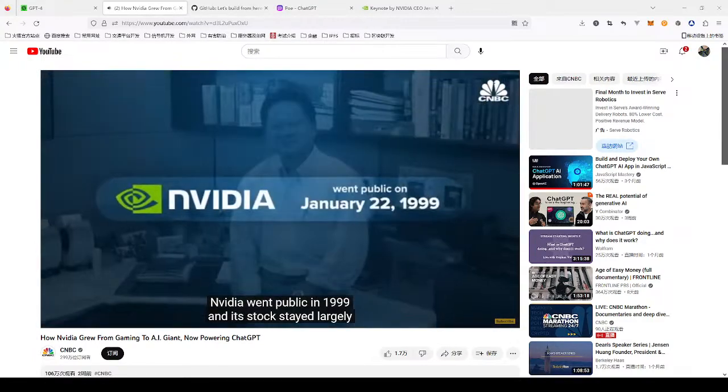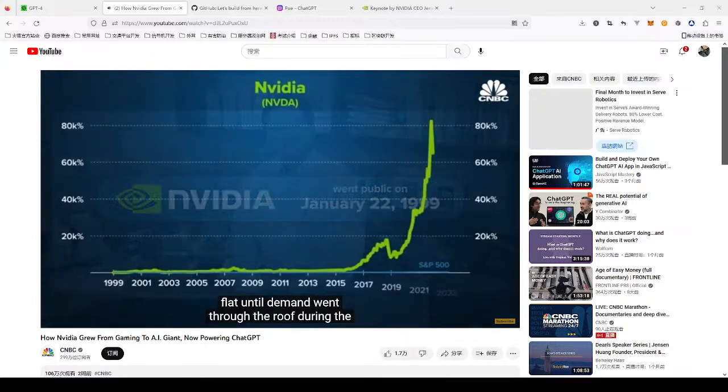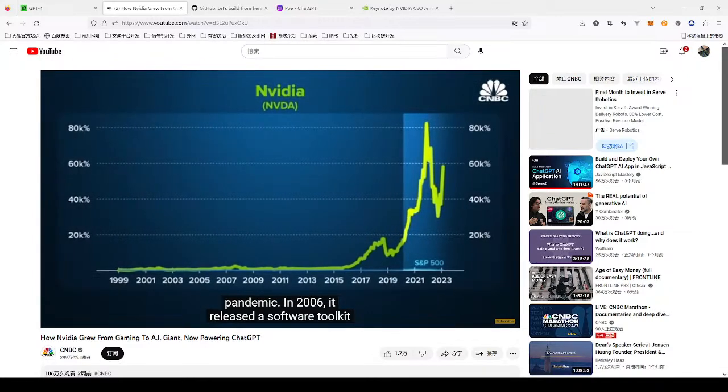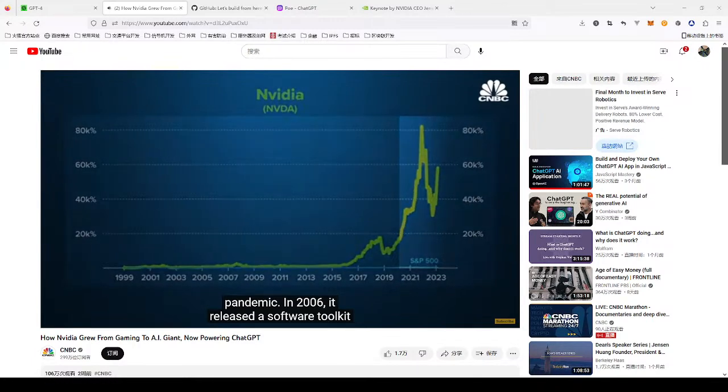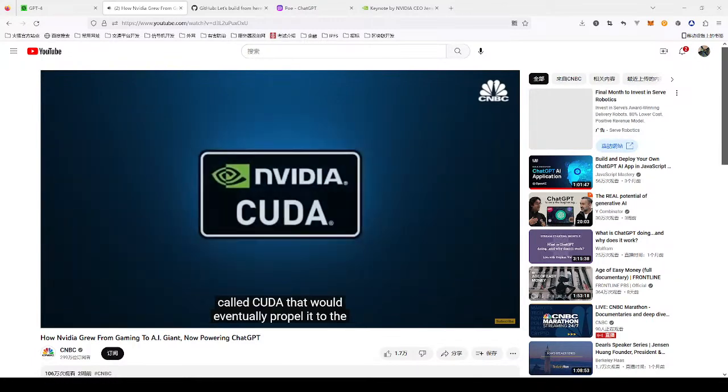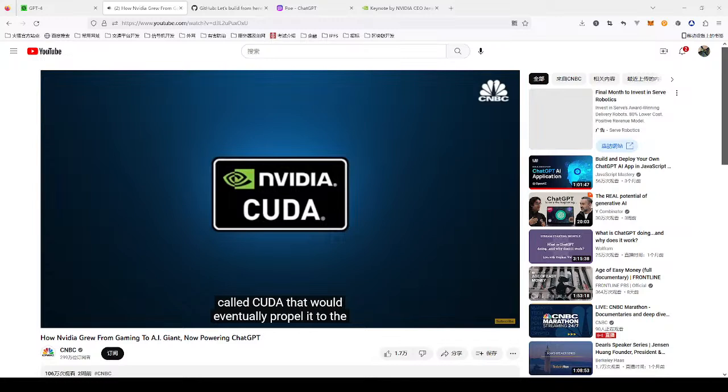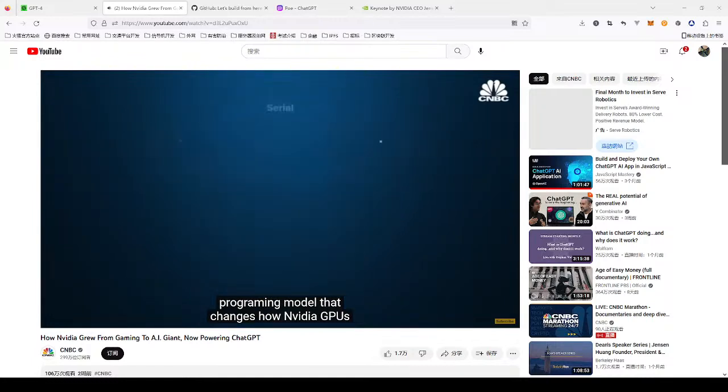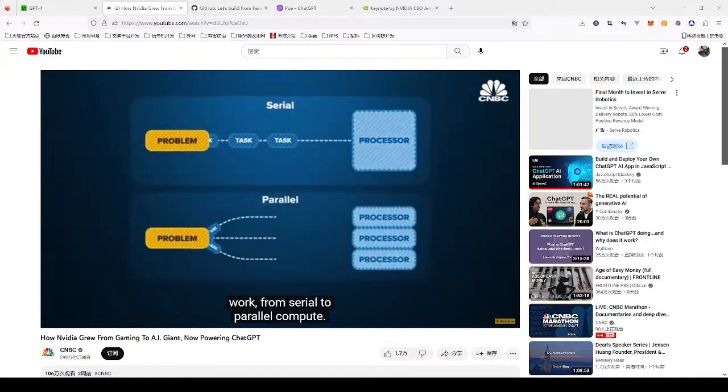NVIDIA went public in 1999, and its stock stayed largely flat until demand went through the roof during the pandemic. In 2006, it released a software toolkit called CUDA that would eventually propel it to the center of the AI boom. It's essentially a computing platform and programming model that changes how NVIDIA GPUs work, from serial to parallel compute.